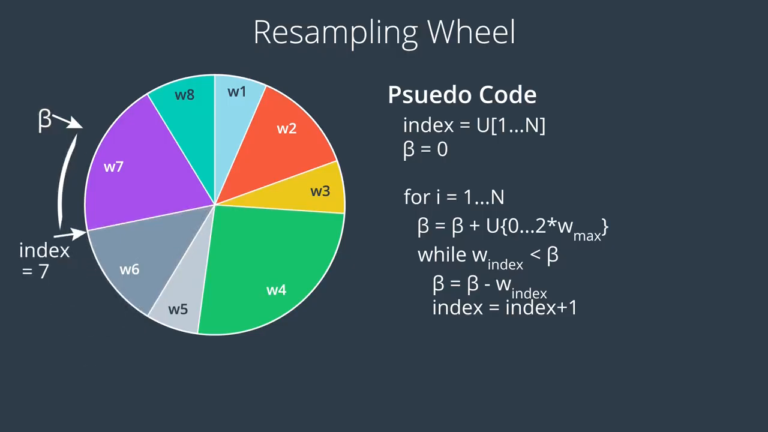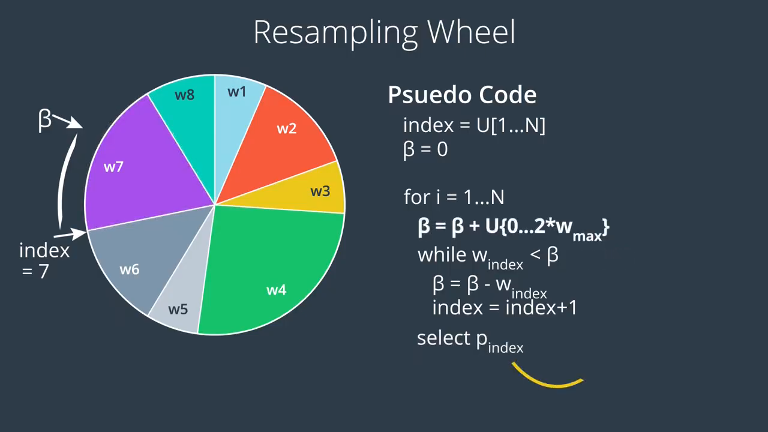Beta size is now reduced to only half of the size occupied by particle 7, and the index is now incremented and shifted to particle 7. Now, if beta size becomes smaller than W index size, we'll have to pick the particle at that index. Here, you can see that beta is smaller than W7. Therefore, we'll pick the particle 7.